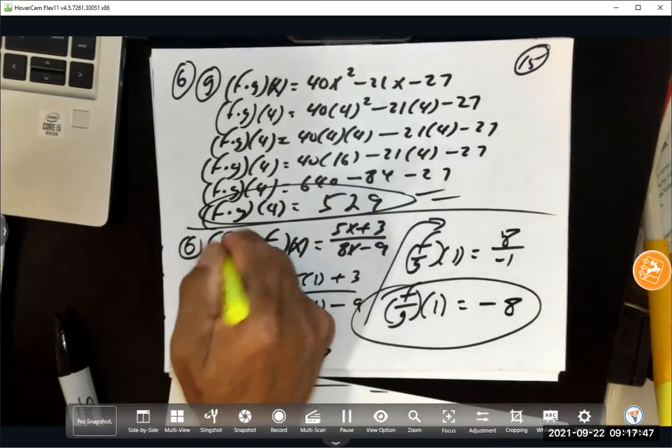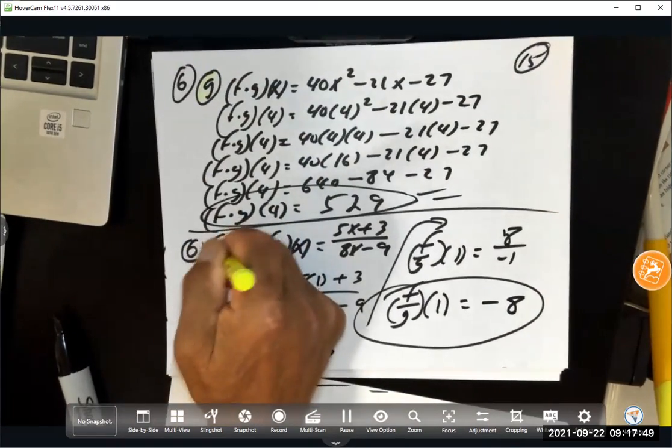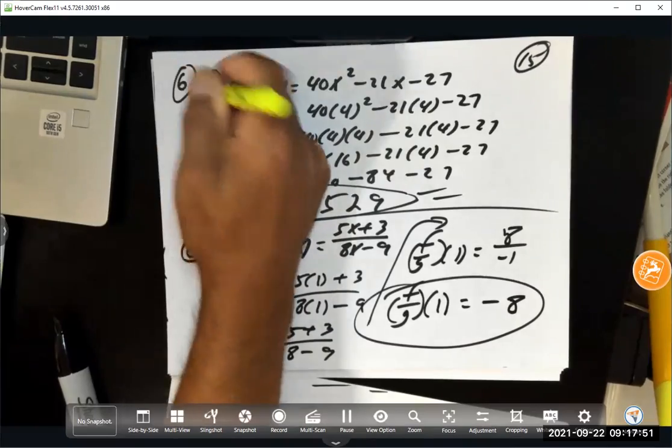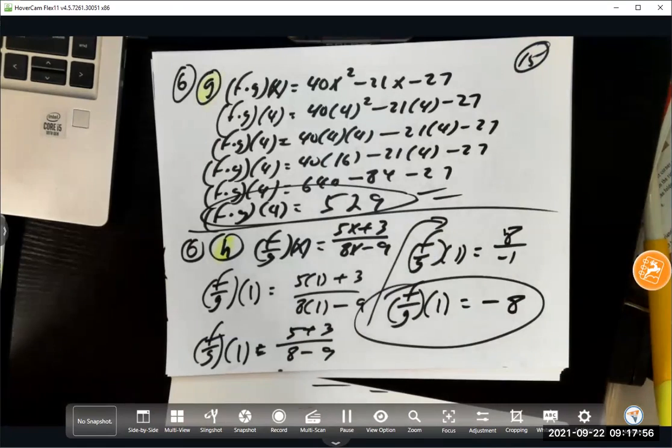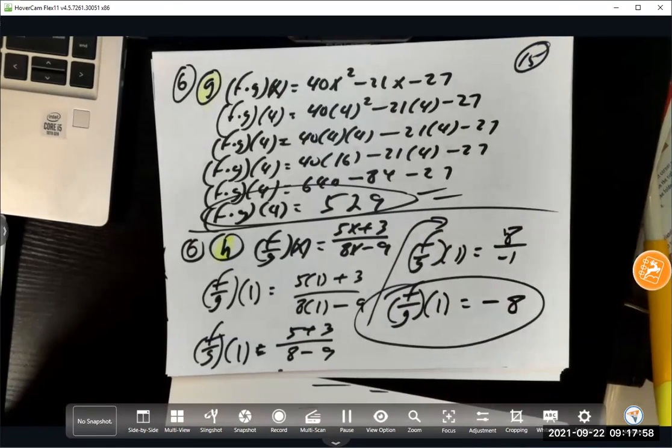H. Letter G. Is that okay? A bunch of parts, man. A lot of parts in that one.